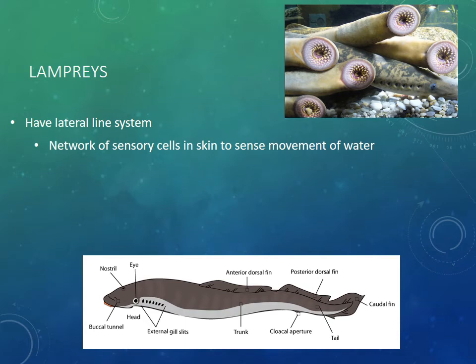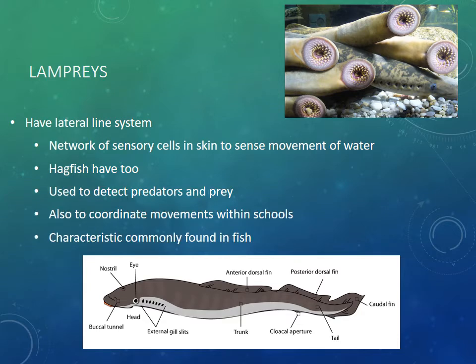More lampreys. They have a lateral line system, commonly found amongst fish. These sensory cells help them sense movement in water and figure out where they're going. Hagfish have it. Many other fish have it. Sharks have it. It's also used to help detect any prey items or predators that are coming their way, so they can find food to eat or avoid being food.